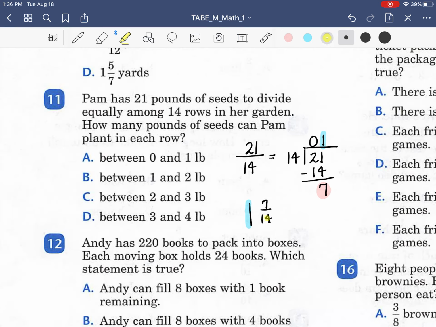1 and 7/14. And that will simplify. If you divide 7 and 14 by 7, you would get 7 into 7 is 1, 7 into 14 is 2, 1.5 would be the simplified version. And that is between 1 and 2 pounds.